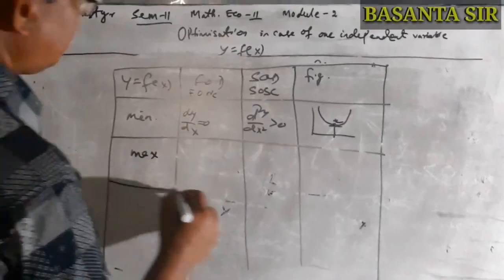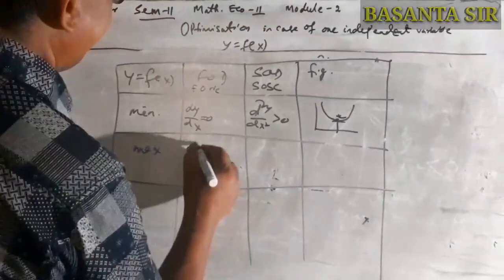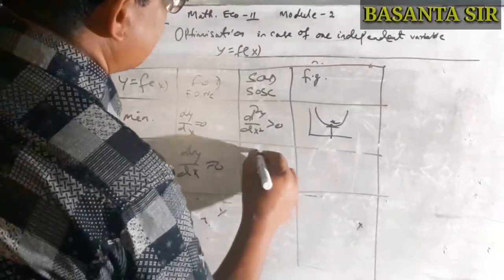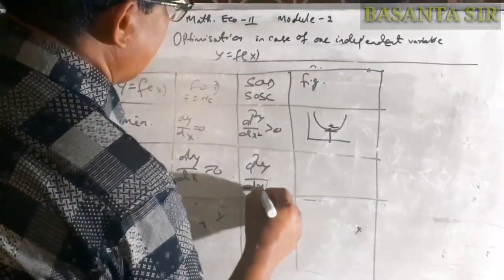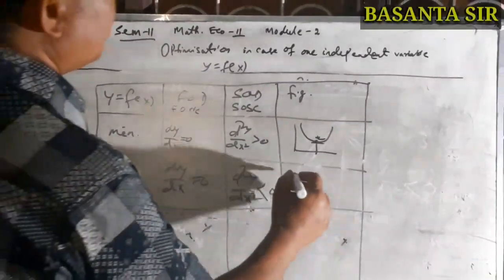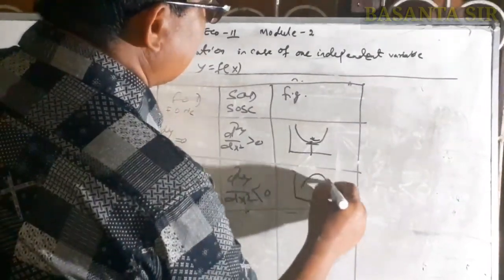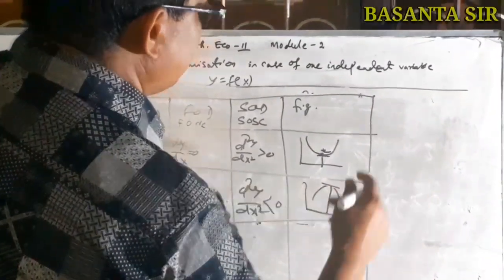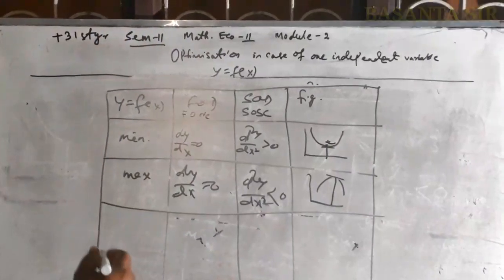Maximum: dy by dx equal to 0, d square y by dx square less than 0, because from this figure we will find that any value other than this point is going down, so it is less than 0.